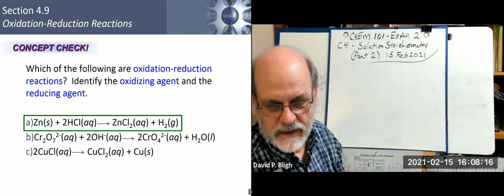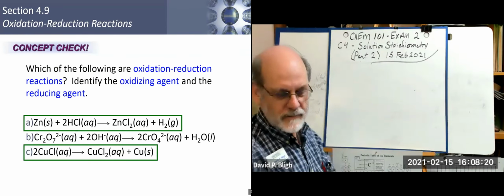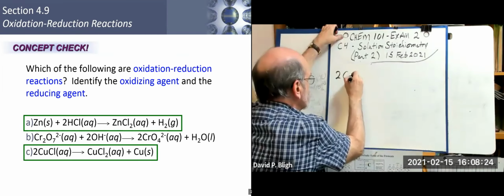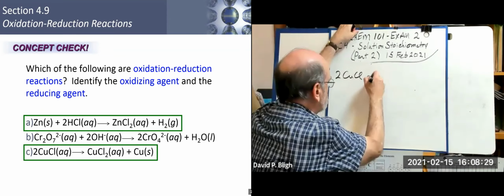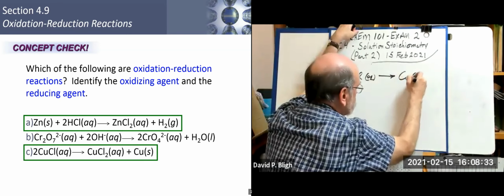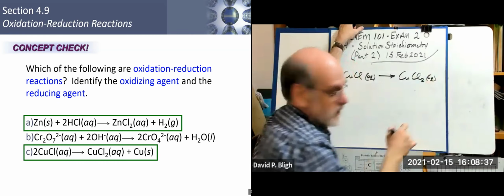And let's see, that one is, and that one is. So let's look at that copper. 2CuCl aqueous yields CuCl2 aqueous and copper solid.